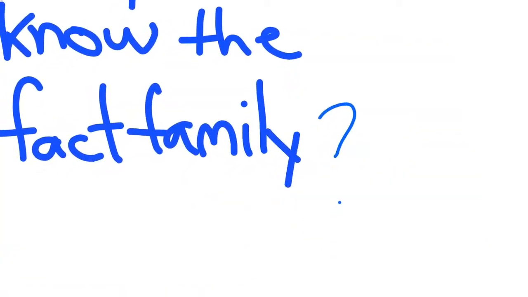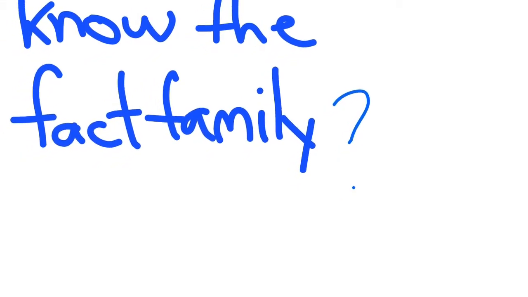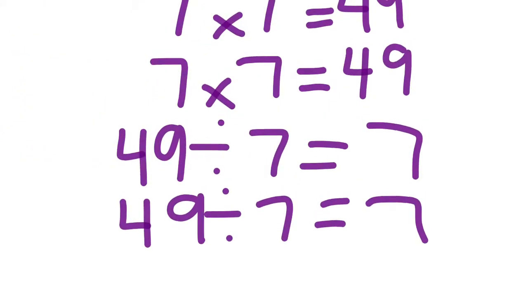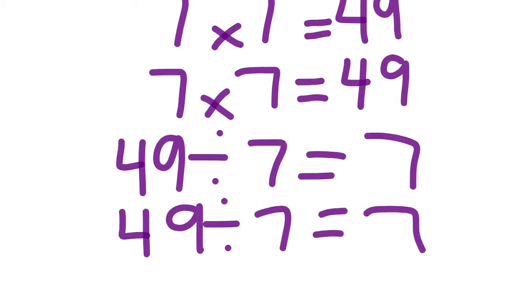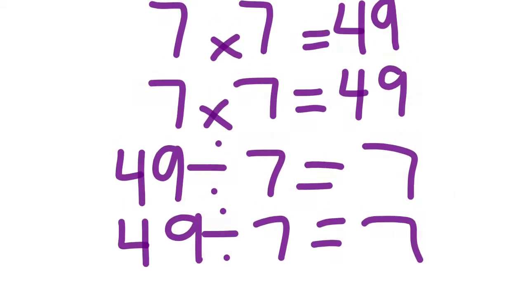Do you know the fact family of 7 times 7? The fact family of 7 times 7. 7 times 7 equals 49. 49 divided by 7 equals 7.